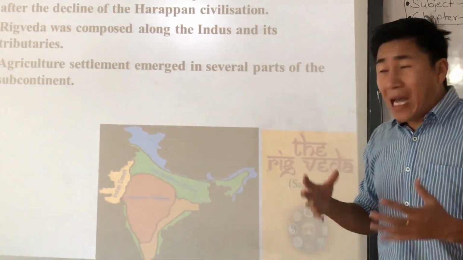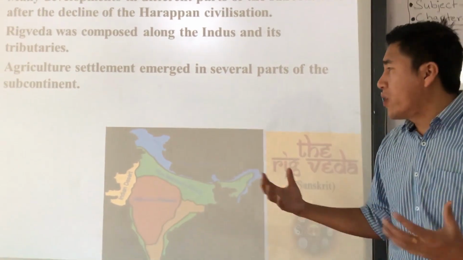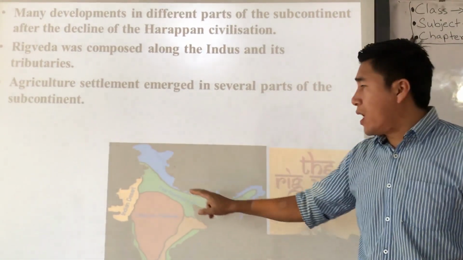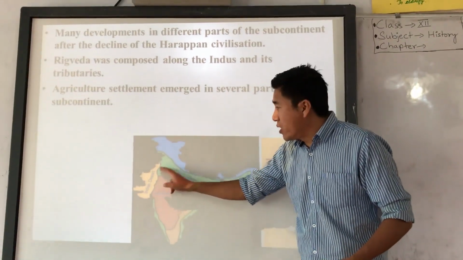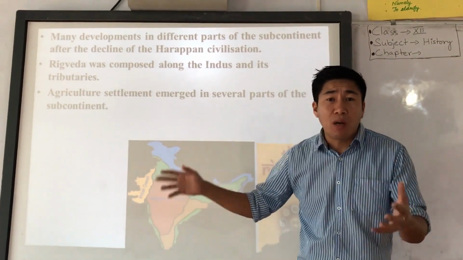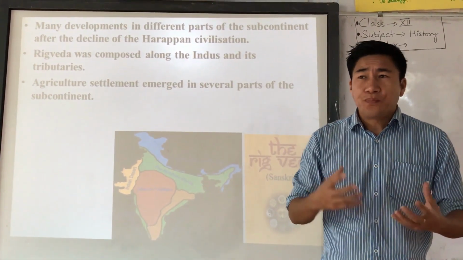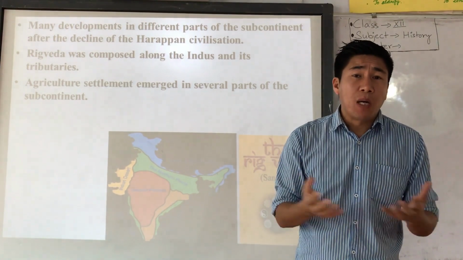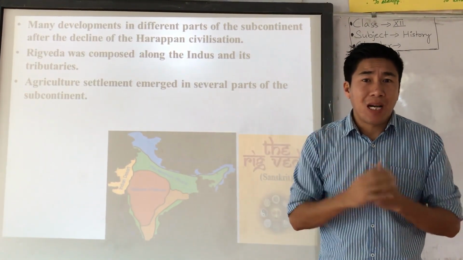Now, as we know, India is a land of rivers. India has many different rivers. We have the Ganga, Son river here, we have Brahmaputra here, Tapti, Mahanadi, Indus, then we have Godavari, Krishna, Tunga, Bhadra. There are many rivers in India, right? These rivers are very good for agriculture. So that's why agricultural settlement happened during that time.